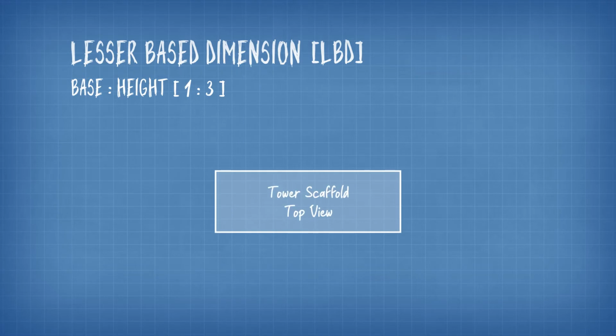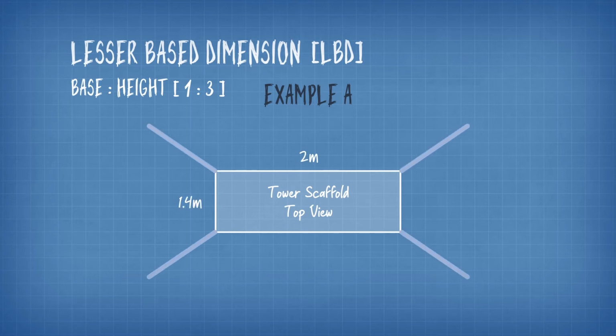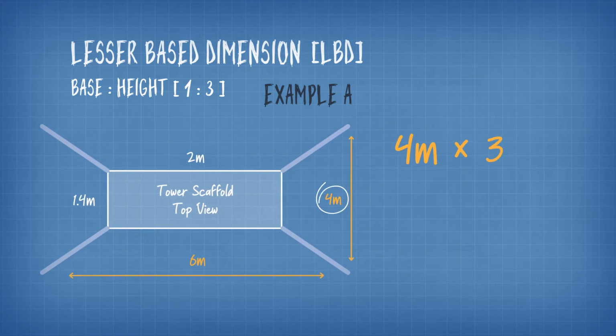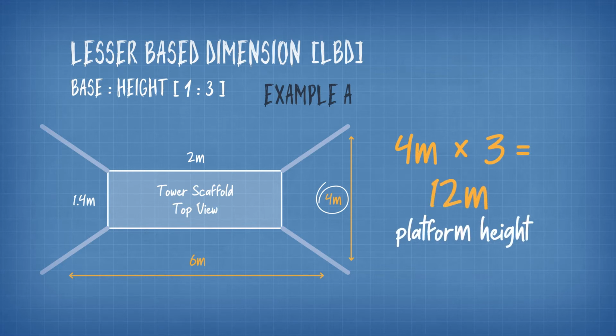Let me give you an example. In example A, we have a platform of 2 meter by 1.4 meter. After adding the stabilizers, the dimensions have become 4 meter by 6 meter. Based on the lesser base dimension, we will use 4 meter multiplied by 3. This will give us up to a 12 meter platform height scaffold.